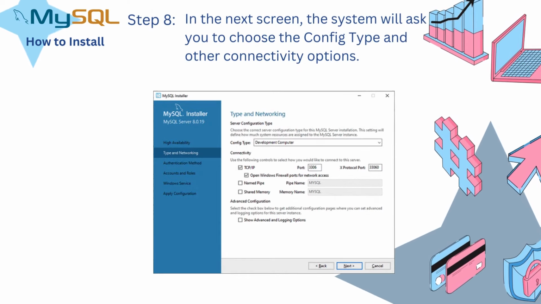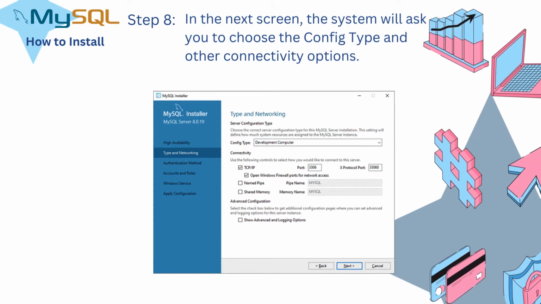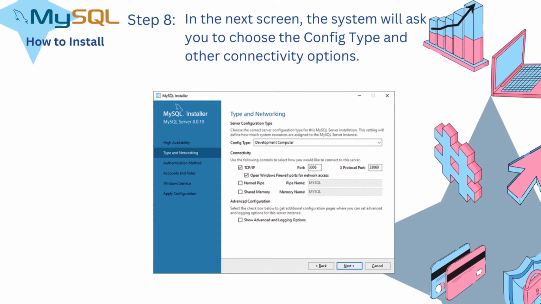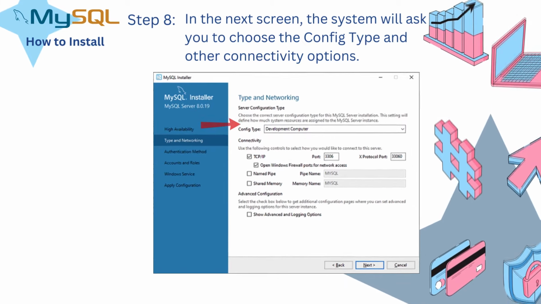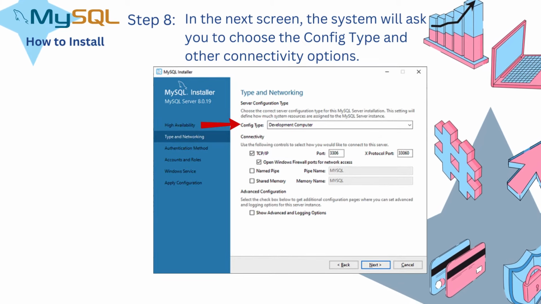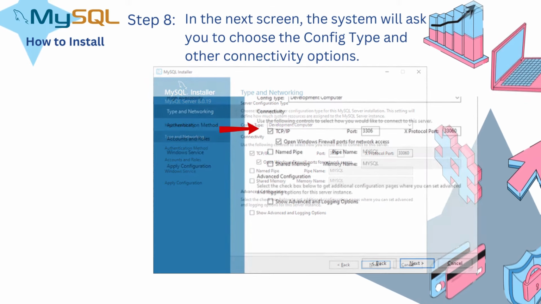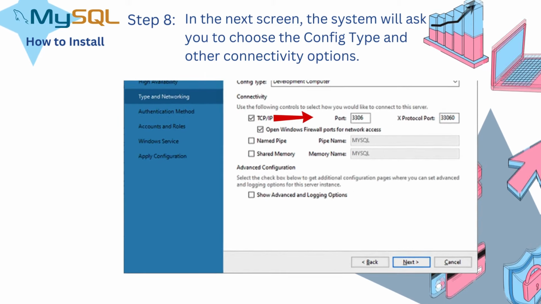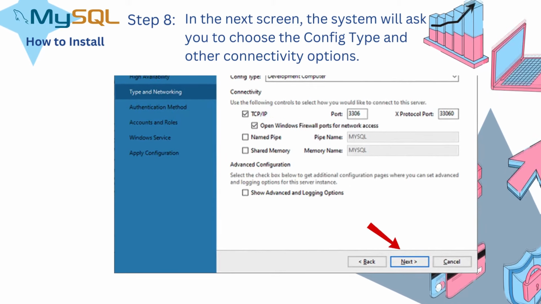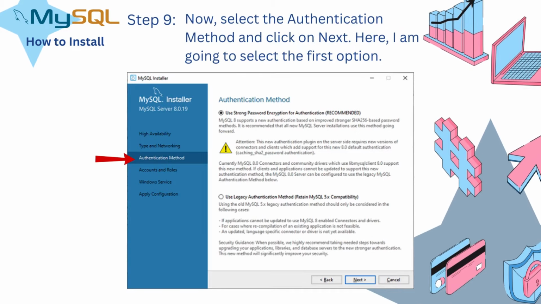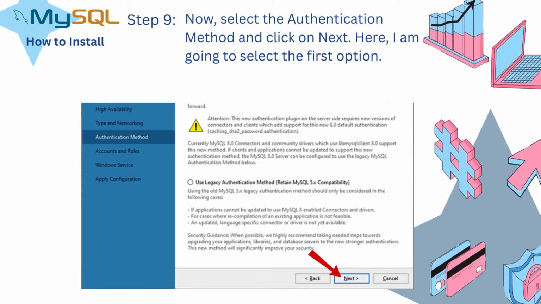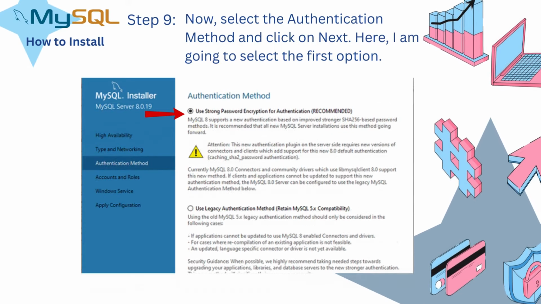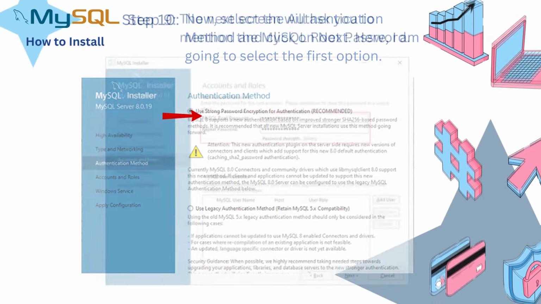Step 8. In the next screen, the system will ask you to choose the config type and other connectivity options. Here, we are going to select the config type as Development Machine, connectivity as TCP/IP, and port number as 3306. Then click on Next. Step 9. Now, select the authentication method and click on Next. Here, I am going to select the first option.